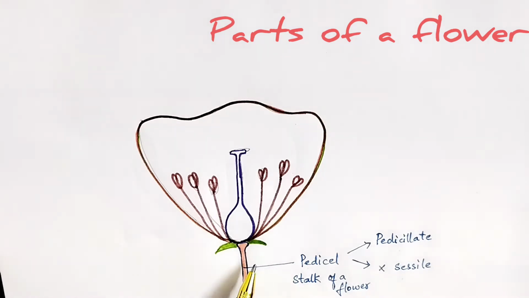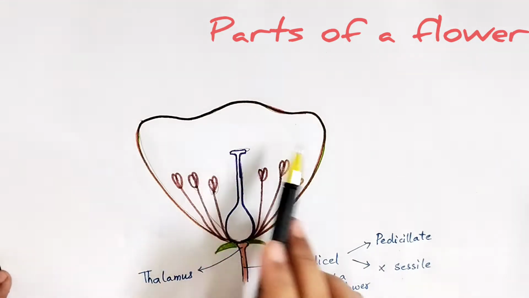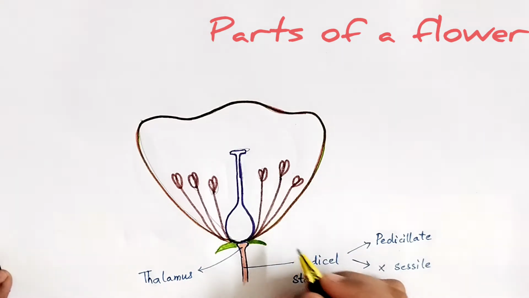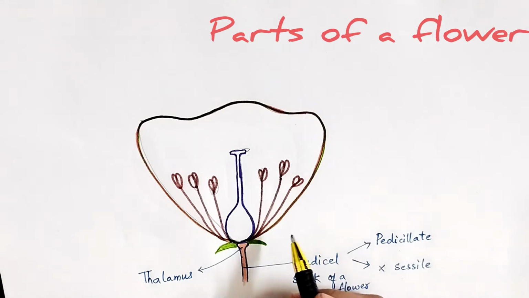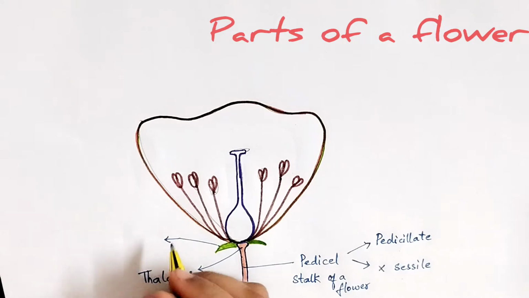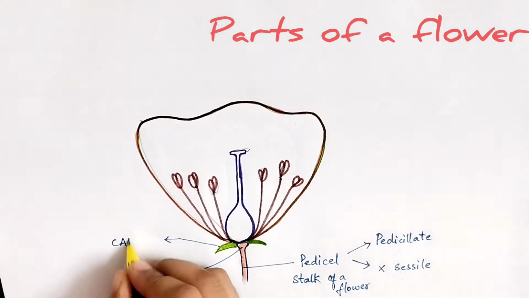Coming to the next part, this part is called the thalamus. It is a stage on which the flower is placed. The whole flower is placed on this thalamus. Now we'll come to the four different whorls of a flower. First is the calyx. The first whorl of a flower is nothing but the calyx.